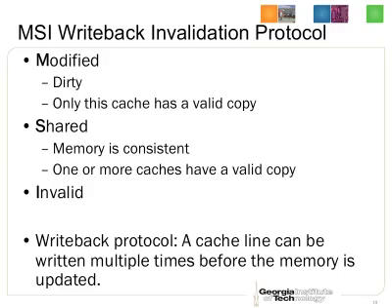So we have this MSI write-back invalidation protocol. We have a modified state, which means that the cache line is dirty and only this cache has a valid copy. That's the case we saw in the previous slide. One processor keeps updating its local copy, so all the other processors' caches will not have a copy of that cache line. The second state is shared. The memory is consistent. Everybody has the same value, and one or more caches have a valid copy. And the third state is the invalid state. We're using a write-back protocol, which means a cache line can be written multiple times before the memory is updated.